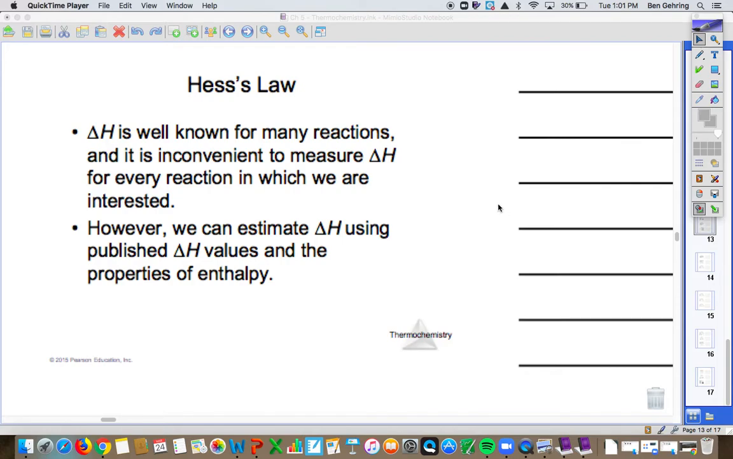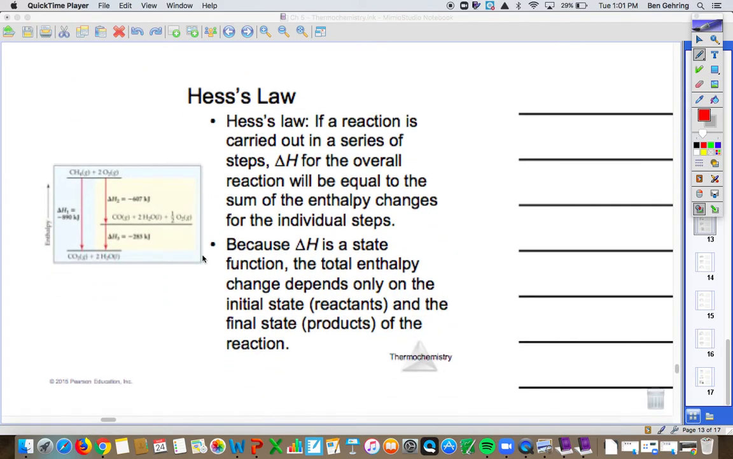We just got done talking about calorimetry in the last lesson, so today we're going to talk about Hess's law and how energy plays out in all of that. So we're looking at energy in delta H, which is enthalpy. Enthalpy is well known for many reactions, and it's inconvenient to measure it for every reaction that we are interested in, so we can just look it up. We can also estimate it using published values and properties of enthalpy, and Hess's law allows us to do that. We're going to look at how that works here in a second.